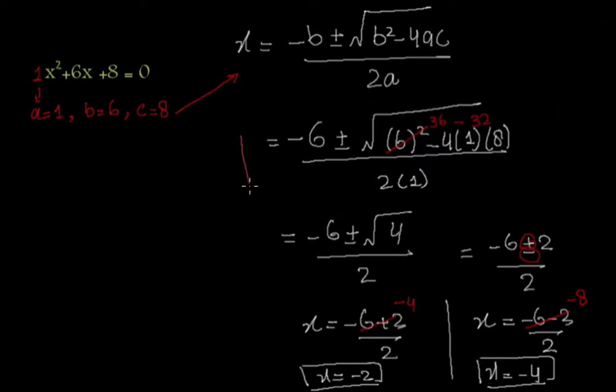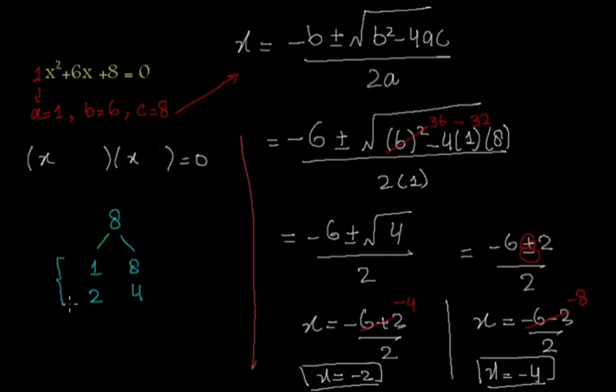Now you can verify by substituting back, or you can try to factor this. What two numbers multiply to get 8 and add to get positive 6? So let's set the template first. If you factor it out, it becomes 1 times 8 and 2 times 4. So these are two numbers that you multiply together to get 8. And if you add these two numbers, you get 6. So that means these are the two numbers that you require.